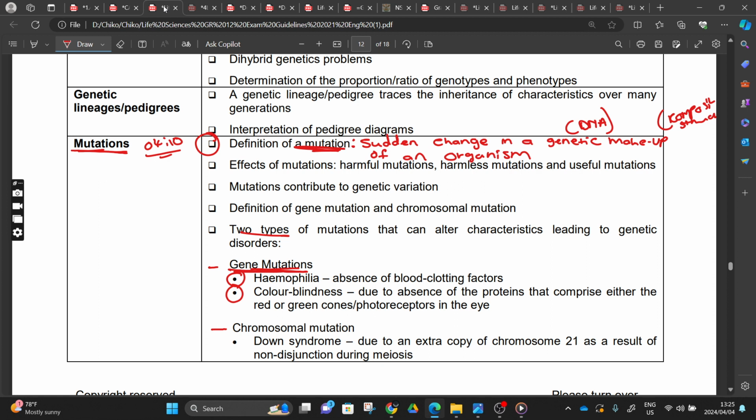So from there, they also told us that you have to know that in this sudden change of mutation, we have the effects of this mutation. This mutation can either be harmful, or it can be harmless, or it can be useful, right? This sudden change, we'll be talking about a sudden change.